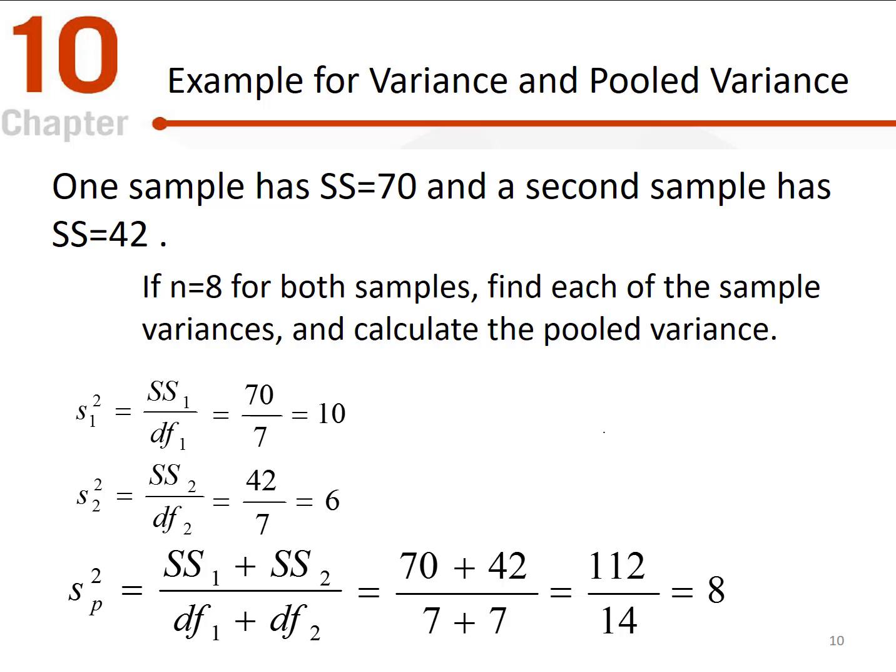So let's see what this looks like on a distribution. So let's say this is our distribution. The variance for the first one is 10, so that would be located right here. The variance for the second sample is 6, so that would be located over here. When we pool them together, the variance is 8, which is exactly halfway between the first sample and the second sample.